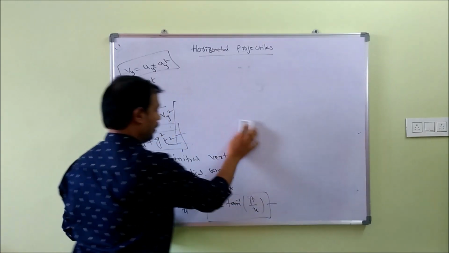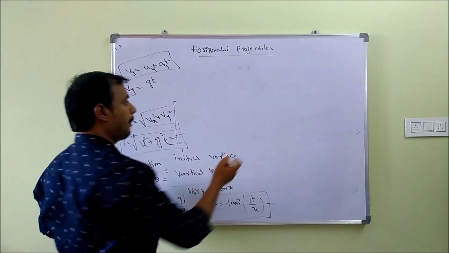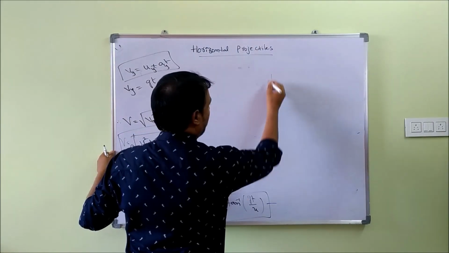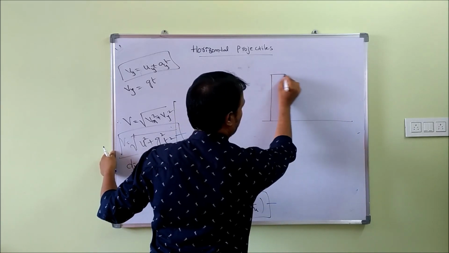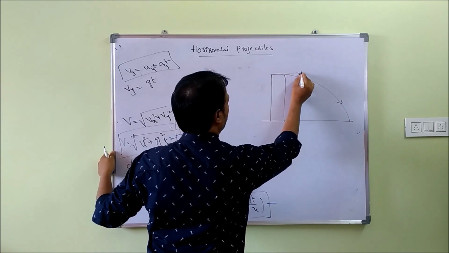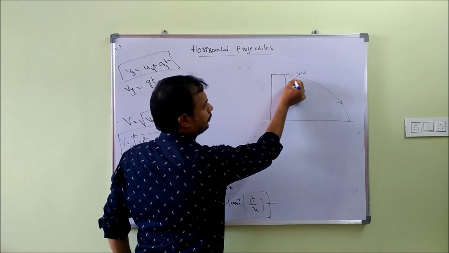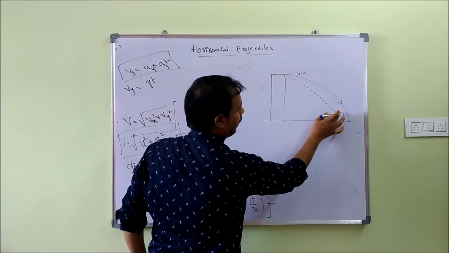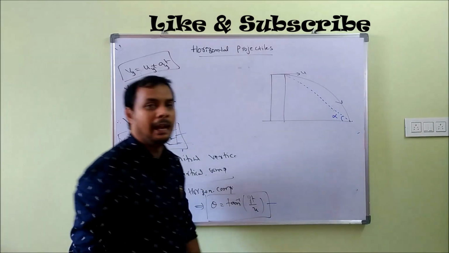Now some more information about this projectile motion, that is, the horizontal projectile. The body is projected from the top of a tower. In projectile motion, the initial velocity is given as u, and there is an angle of elevation, taken as alpha.